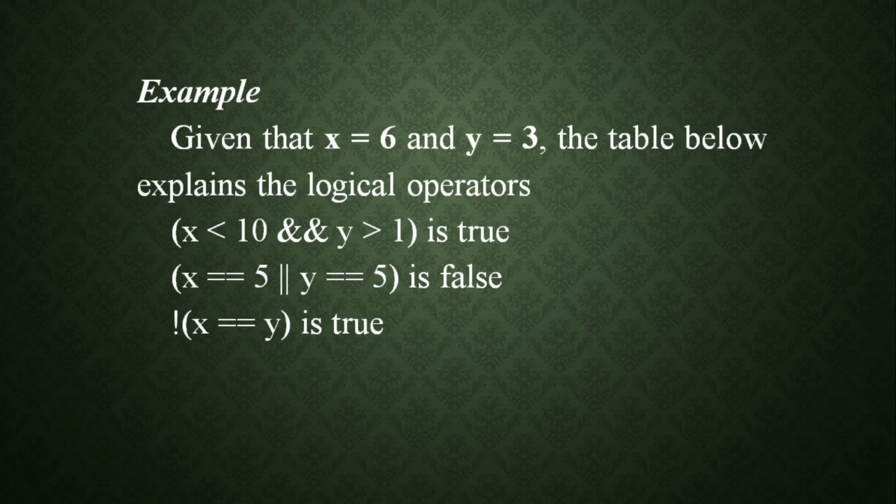Whereas coming to the OR, if any one condition is true, then it returns true or else false. x equals 5, y equals 3. Here x is 6, so 6 equals 5 condition fails, then it checks for the next condition, 3 equals 5. Both the conditions are false, then it returns false. Not x equals to y, true. These are the logical operators.